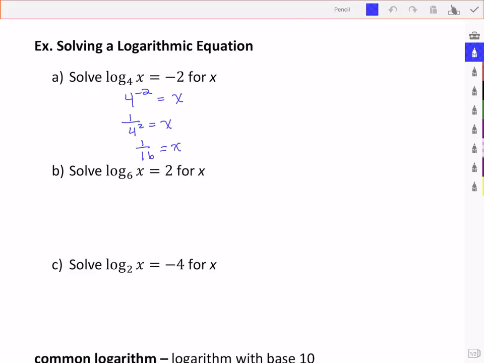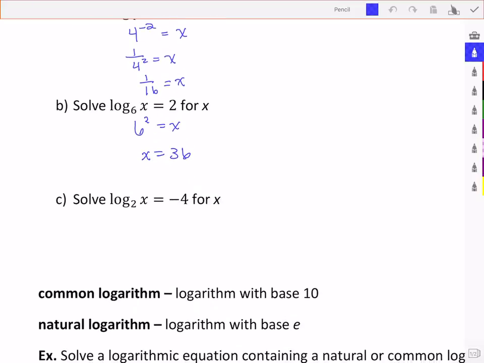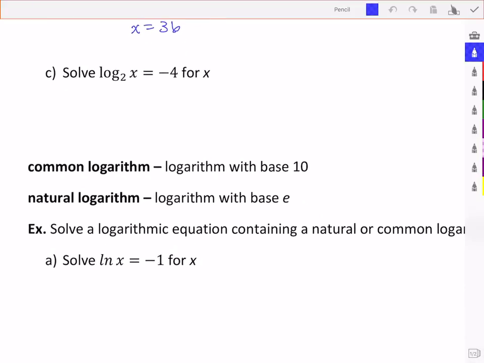Okay, I'm going to do another one. I've got log base 6 of x is equal to 2. So exponential form would be 6 squared equals x, and 6 squared is 36. So x equals 36. All right, here's one for y'all to do. Log base 2 of x is equal to negative 4. Okay, again, you can check the filled in notes on Blackboard to get that one.